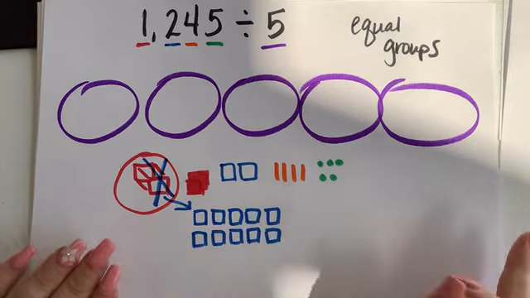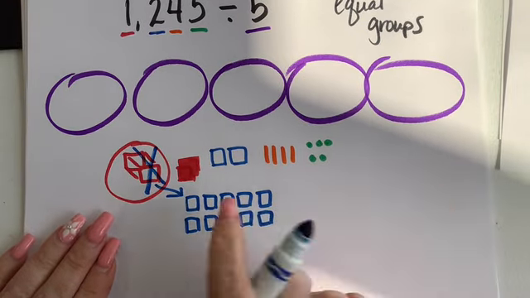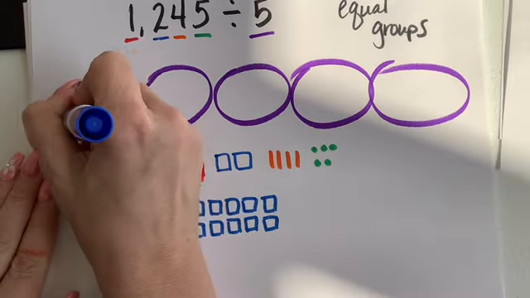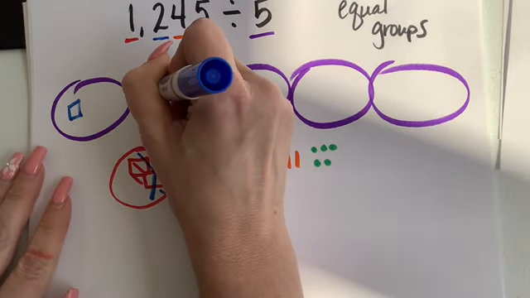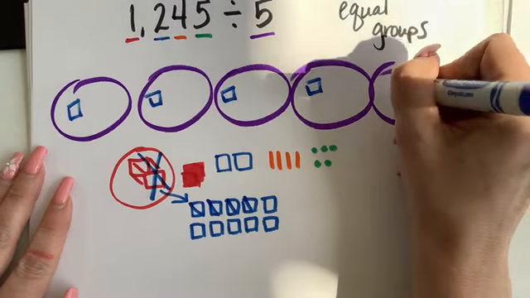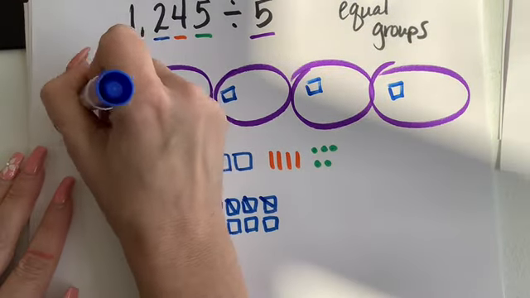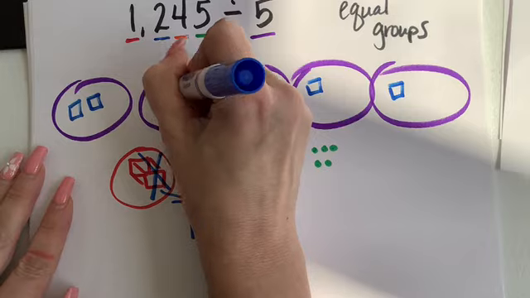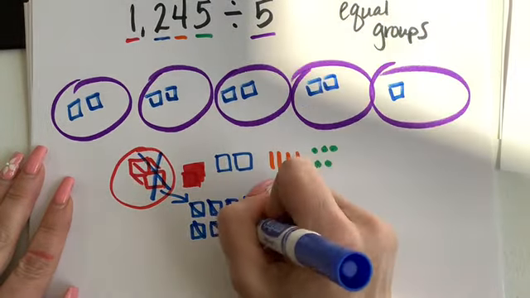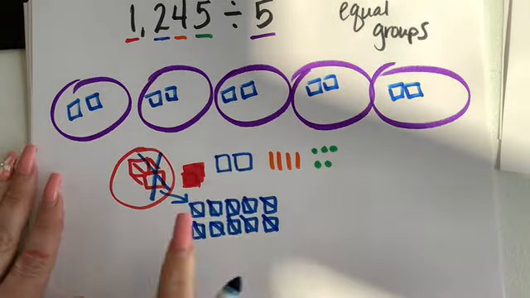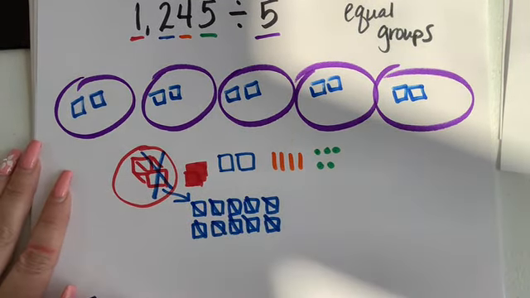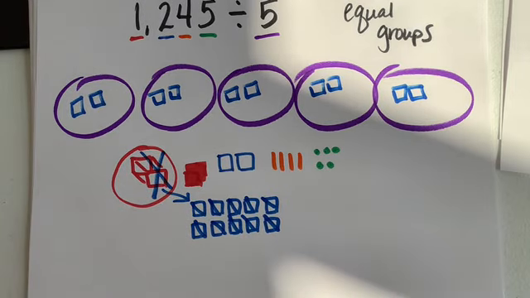I'm going to mark that out so I know I've used it. Now I can start sharing. So 1, 2, 3, 4, and 5. I shared with each group. I have 2 hundreds left, but I would need 5 hundreds. So what do I need to do with these 2 hundreds here?